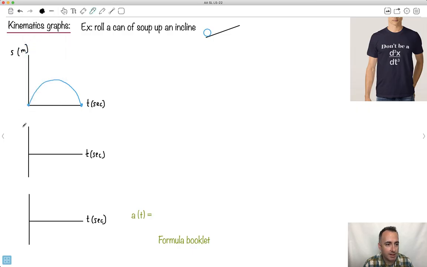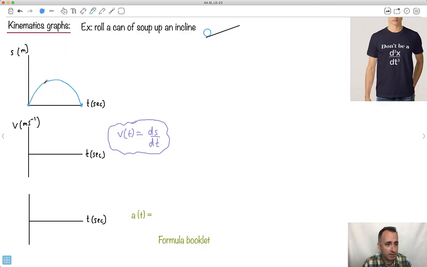Now, what's nice about it is I can now do the velocity. The velocity is measured in meters per second. Let me show you something neat about this. We define the velocity as a function of time, v of t, as equal to the derivative of the displacement versus time. So this is an important equation. What this tells you is that the derivative of this graph gives you this graph.